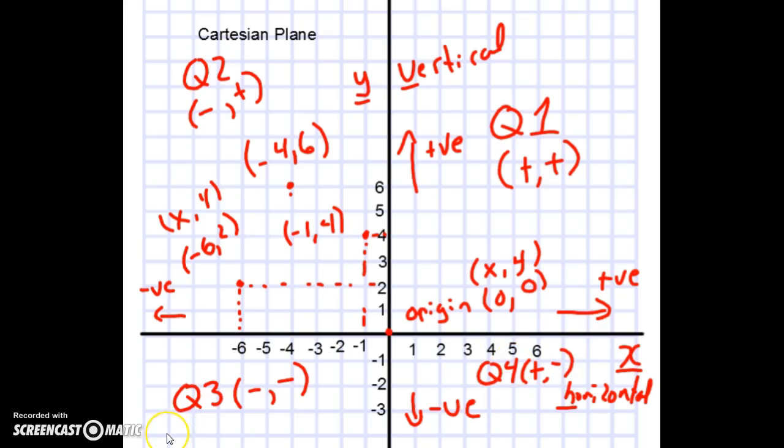Hopefully that gives you a good overview of the Cartesian plane, and we'll start to look at transformations in the next video.